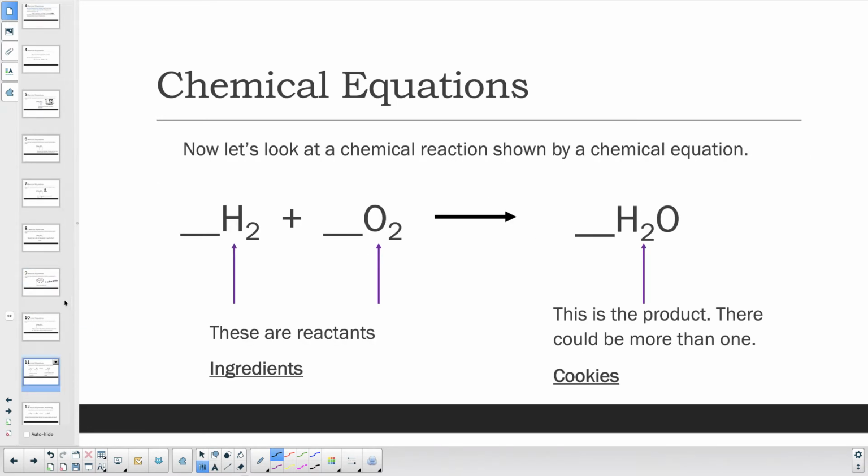Okay, so now let's look at a chemical equation that we've seen before, so you should be pretty familiar with it. We want to identify some of the different parts of a chemical equation. So on the left-hand side of the arrow, we have the ingredients in our recipe, and these ingredients are called reactants. On the right-hand side of the arrow, we have what would be analogous to the cookies. This is called a product. So make sure you know what those terms mean.